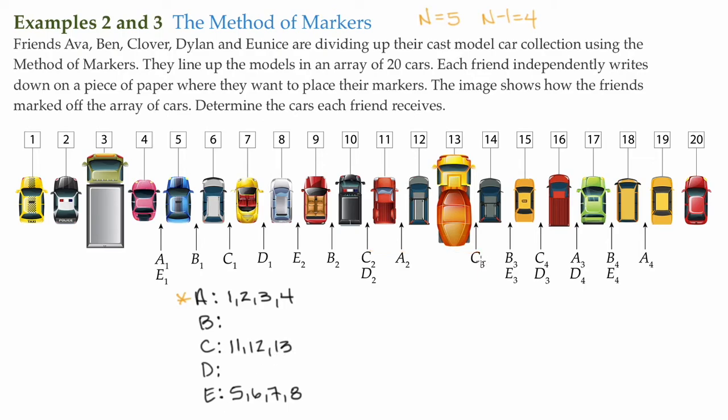We go down until we come to the fourth marker. The fourth marker, that's Clover again, but Clover has already gotten her third section. So we'll go down to the next fourth marker, and that's Dylan right here. So Dylan's going to get the cards between his third marker and his fourth marker. So he's just going to get this one right here, which is 16.